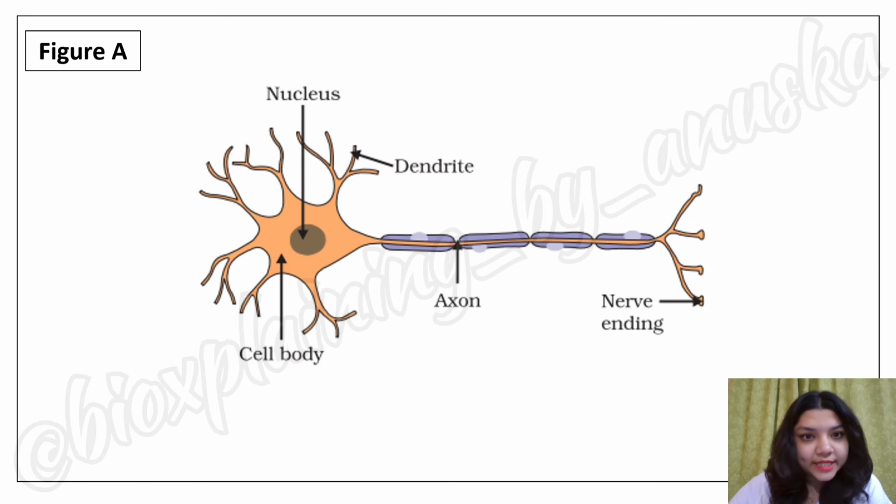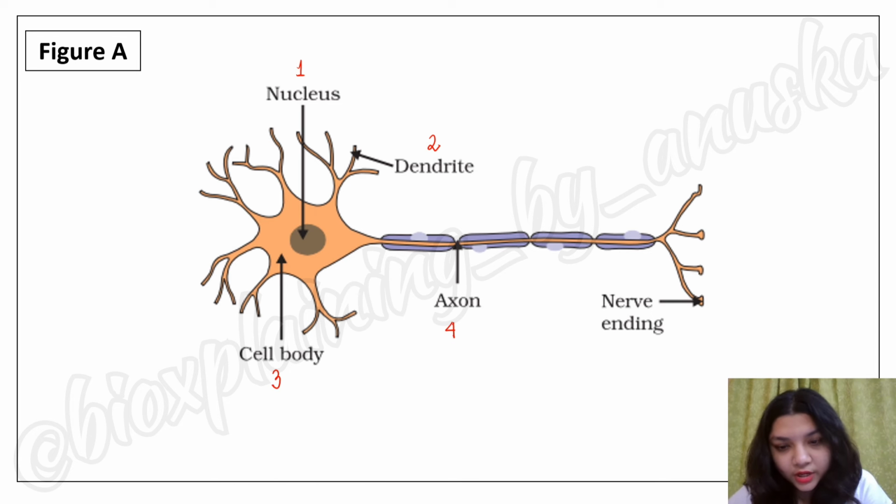Okay, let's check and discuss. So part number 1 is the nucleus, 2 is the dendrite, then we have 3, it is the cell body, 4 is the axon and 5 is the axon endings.